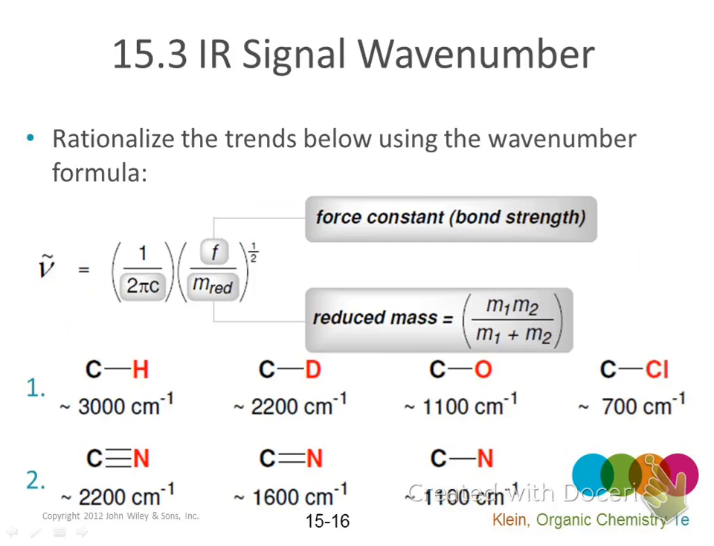If you look at CN, you could have it as a triple bond, as a nitrile, as a double bond, or as a single bond. And you'll notice, same atoms, same reduced mass, right? But because the bond strength is getting stronger, these are for stretches, okay? You'll see it go from 1,100 to 2,200 wave numbers. So you can tell, like if you look in a spectrum, you know you have nitrogen. If you see a peak at 2,200, you probably have a nitrile. Okay?